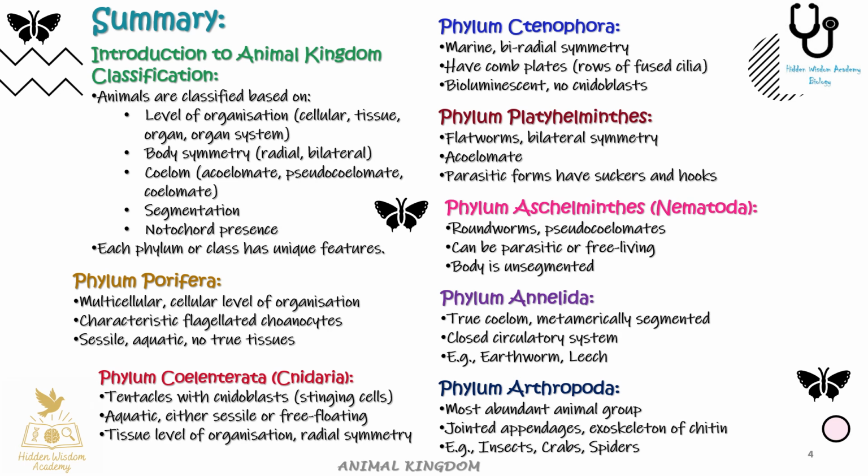Platyhelminthes are flatworms with a soft, flattened body. They are acoelomates, meaning they lack a body cavity, and show bilateral symmetry.